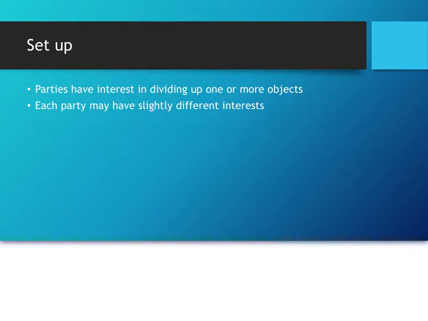Now, what we're going to do is we're going to have a number of different parties. You can think people or parties, and each of them has an interest in dividing up either one or a bunch of objects, okay? And obviously each party might have different values, different interests, maybe even different percentages. Maybe one party is 60%, another party is 40%. So how would we do that? How do we divide things up in a fair way?